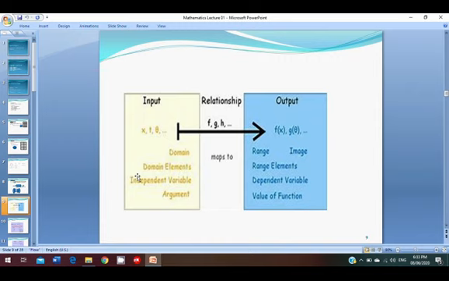When we input a domain element, we get a range element. When we input an independent variable, we get as output a dependent variable. When we input an argument, we get as the output the value of the function. So these are different terms which we can use for input and output.